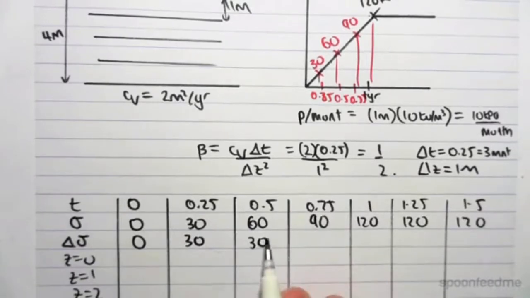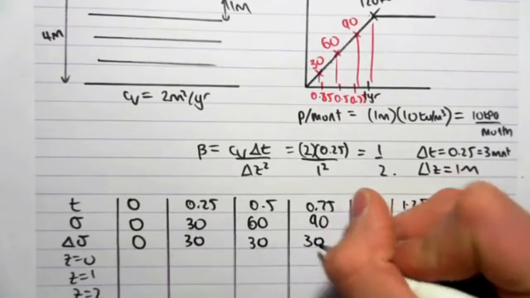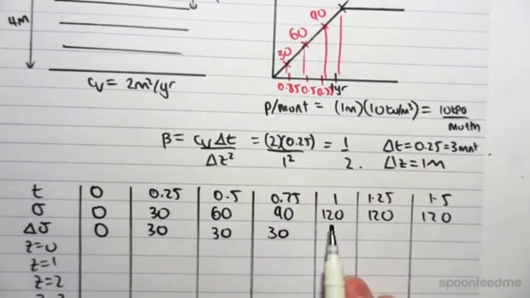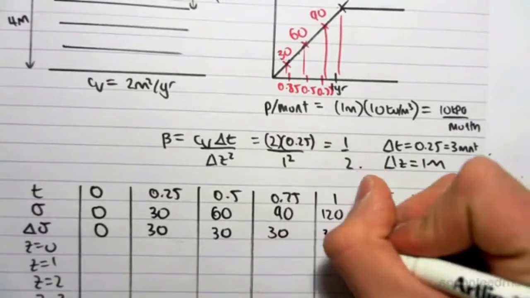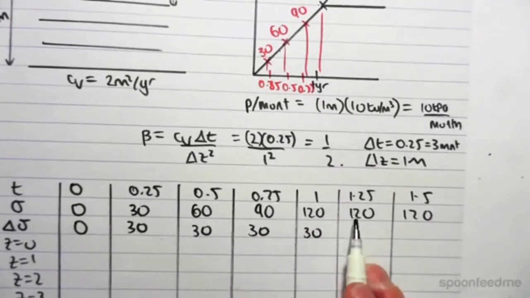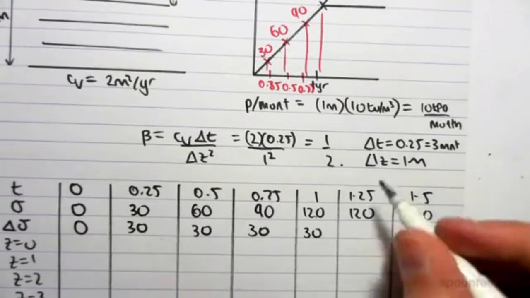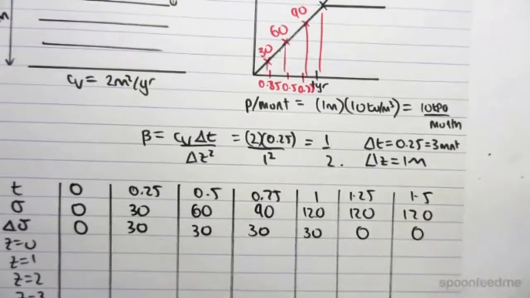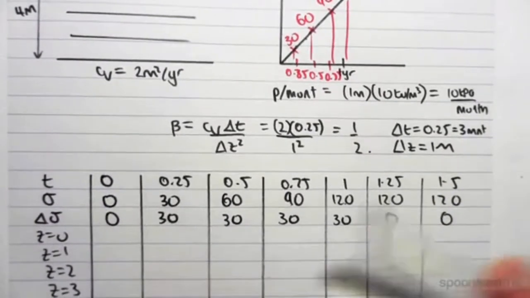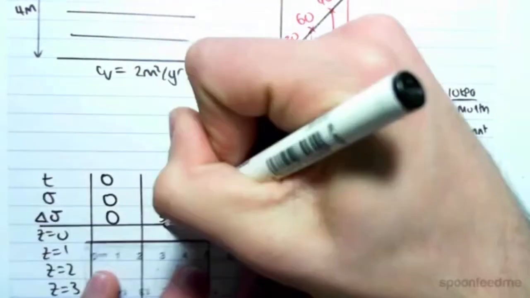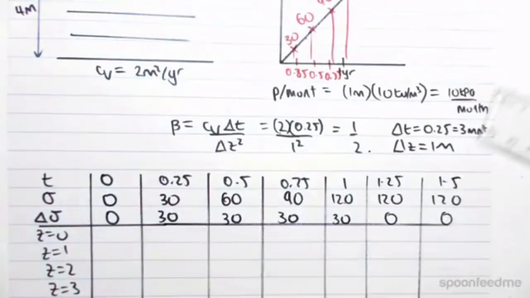From 0.75, it's gone from 60 to 90, so it's also increased by 30. At year 1, it's gone from 90 to 120, so it's increased by 30. At year 1.25, it's gone from 120 to 120, so it's increased by nothing, and that's also increased by nothing. A good idea then is just to rule this off. So this is all our data we need.